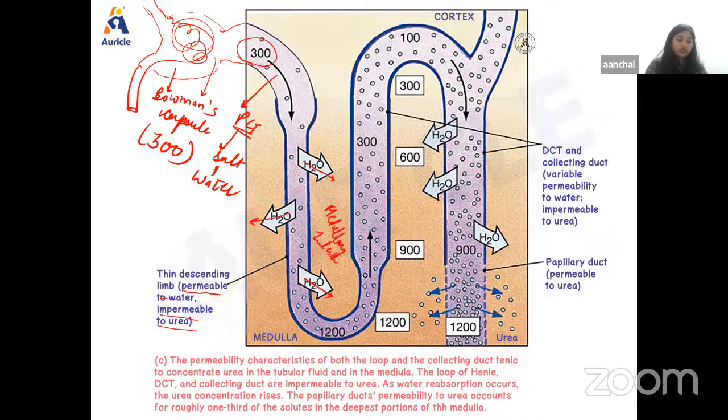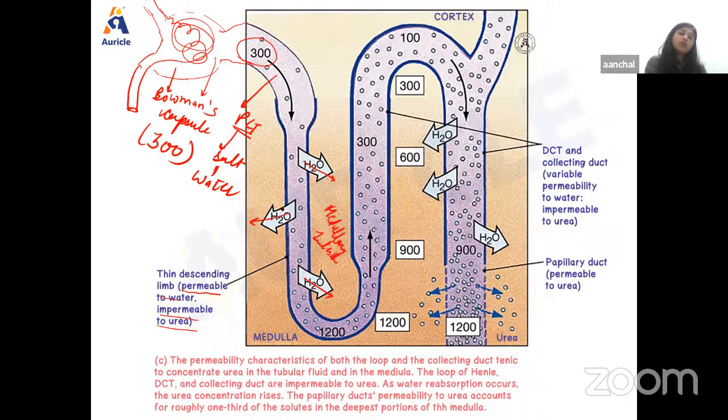So the water is reabsorbed from the tubule into the medullary interstitium by means of osmosis, which we have already discussed. It is done to increase the osmolarity in the medullary interstitium. Now the osmolarity of the fluid inside the segment will increase, right? Because, as we know, here we have an osmolarity of about 300.